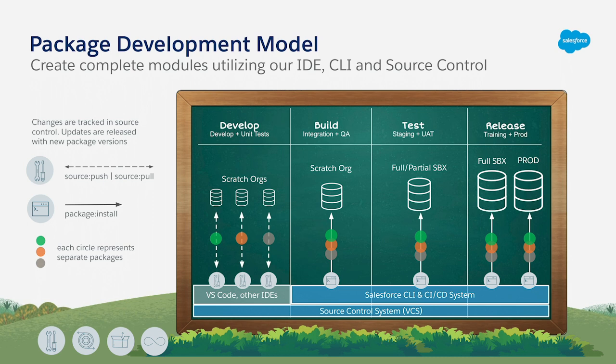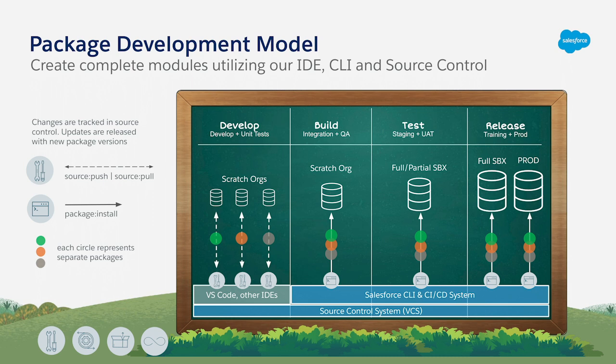When changes need to be promoted to build, test, or release environments, a package and package version are created from the metadata in source. An updated package version is installed to synchronize higher environments. UI-based change sets are still available here for promoting changes that are not contained in a package version or that cannot be tracked in source.